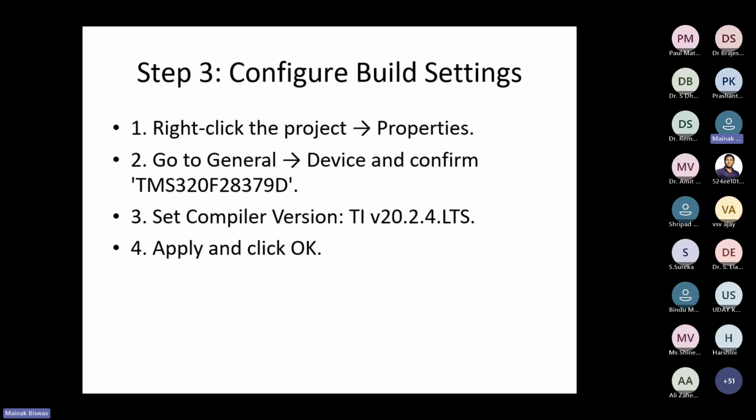Then after that I will configure the build settings. For build settings I already showed: right click on the project and go to Properties, go to General, then Device, and confirm the particular board for the particular launchpad. In my case that board name is this, and set the compiler version, that is the TI version 20.2.4 LTS. I think that is automatically selected, and then click on Apply and OK.